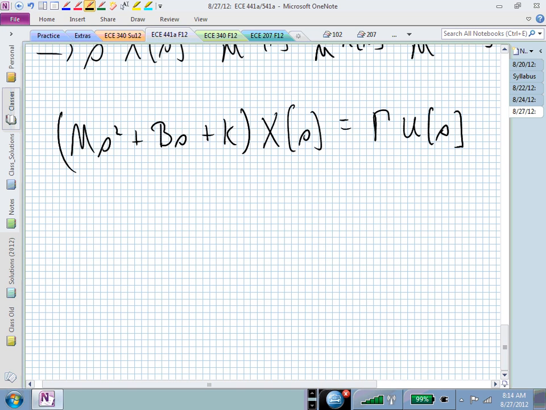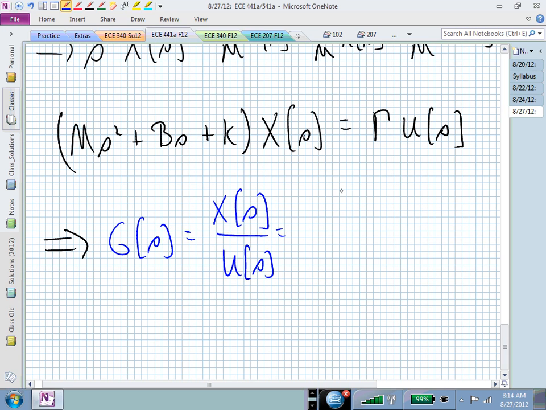And now I have my transfer function again. I can now see that G(s), which is X(s) over U(s), is now gamma over ms² + bs + k. And that's the second way of finding the transfer function.